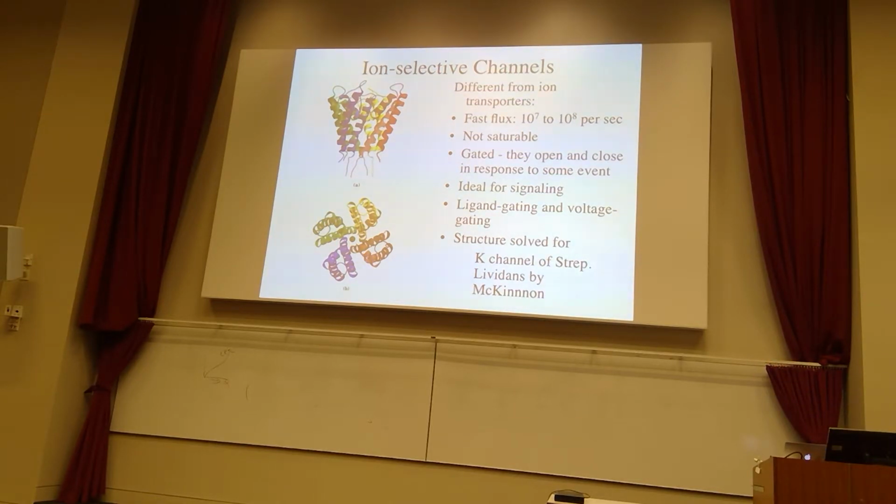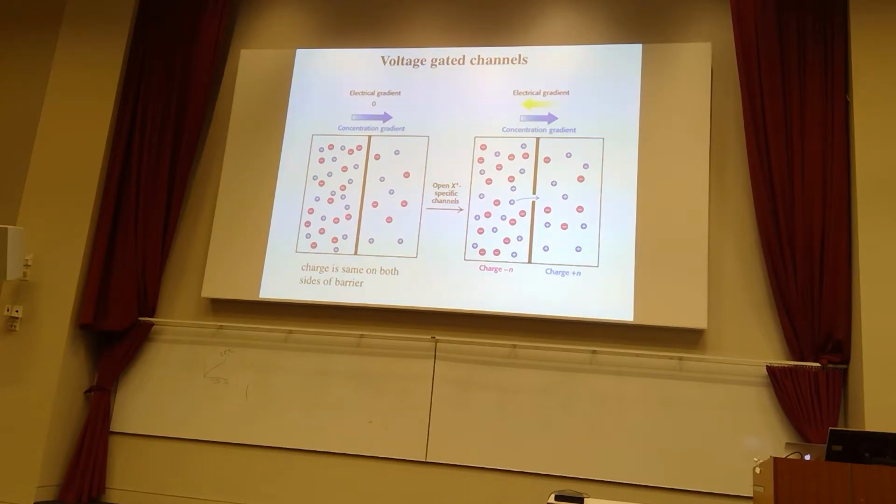The signals that can open and close them can include a ligand, like a neurotransmitter, or even the presence of a voltage difference from one side of the cell membrane to the other. Perhaps the most famous structure that's been solved for an ion channel is for the potassium channel, solved by Roderick McKinnon. I think that work was done here in New York City, if I remember correctly.